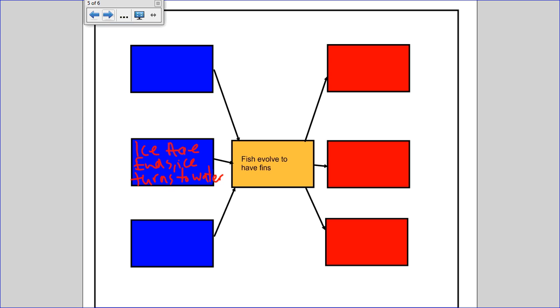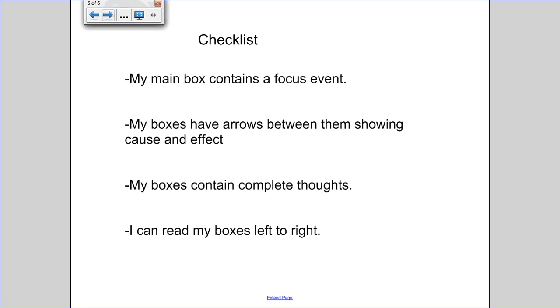So because fish evolved to have fins, we have to categorize animals. Because fish, now amphibians, we have different categories now. That is our multi-flow map. That's a map that we'll be using quite frequently.